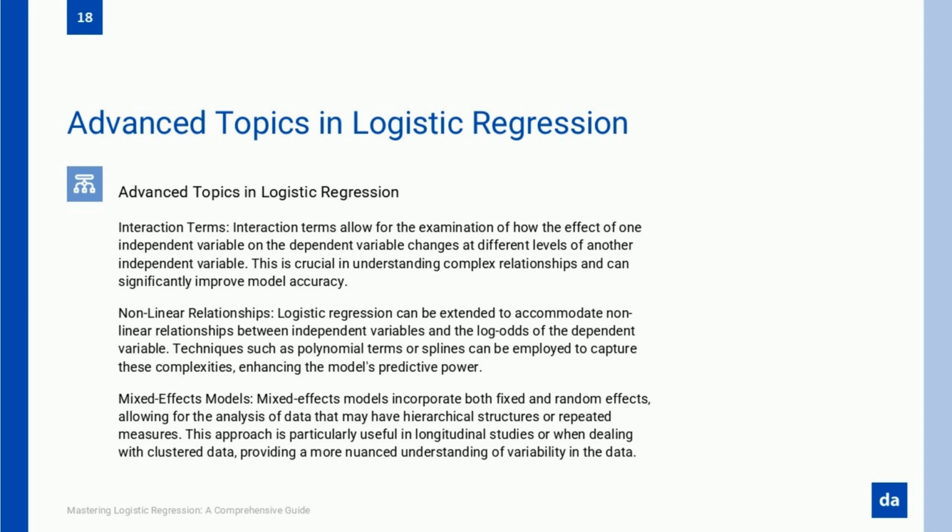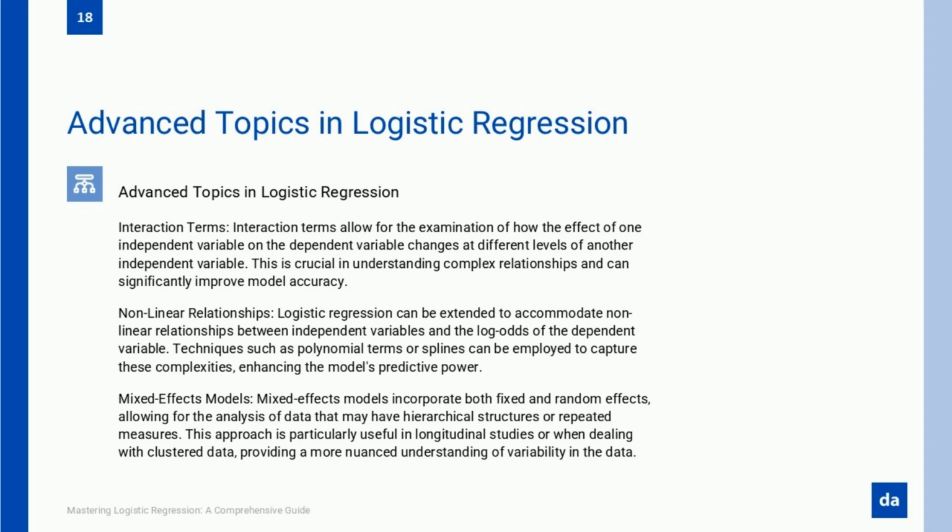Next, handling nonlinearity. Logistic regression assumes a linear relationship between independent variables and the log odds of the outcome. But in real life, that's often not true. Sometimes a variable's effect is curved or has threshold effects. One way to fix this is by adding polynomial terms or using splines, which allow us to model more complex relationships while still keeping the logistic regression framework intact.